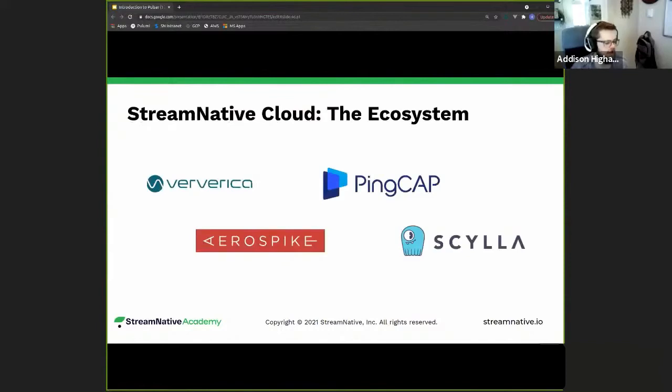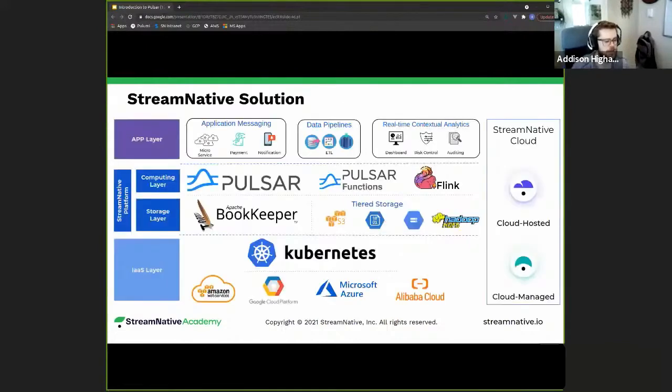We also work with lots of partners to further expand within the ecosystem, companies like Ververica, PingCap, Aerospike, and Scylla, really providing a broad ecosystem of support there.